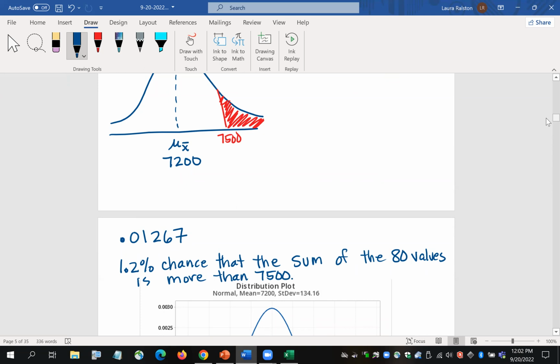Again, in this case, we're looking at the sum as opposed to the mean or the standard deviation. To me, the sum is a lot harder to wrap my head around because of that multiplication by the sample size. And to me, it's hard to put it back in the context of the problem.